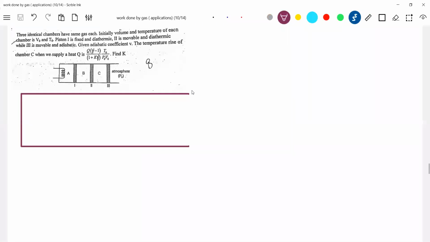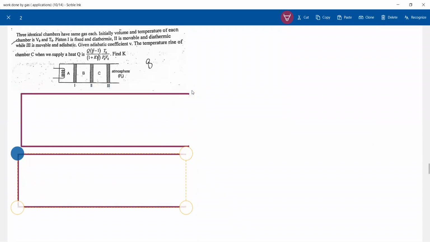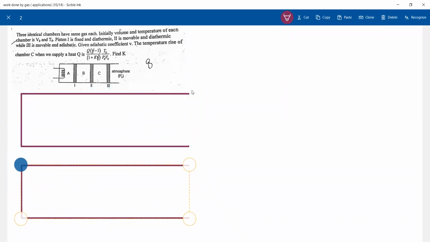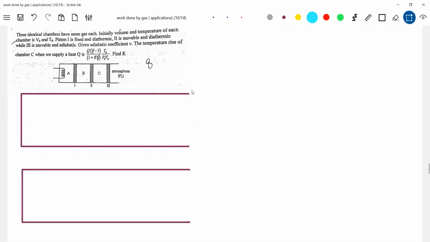I'll set up the diagram. Meanwhile, you can try with the question. Okay, let's bring the heater coil. There's the heater coil.